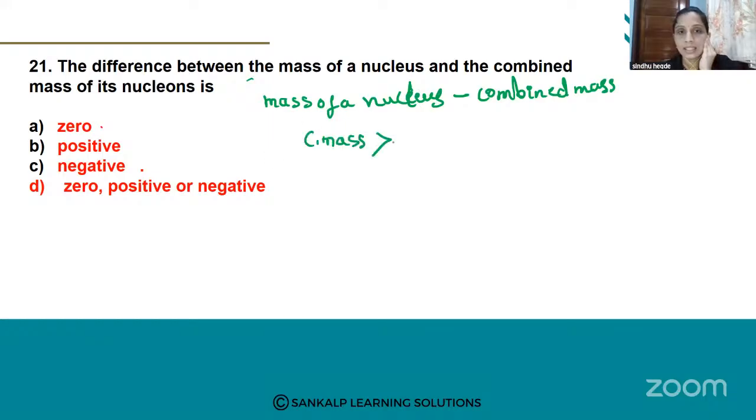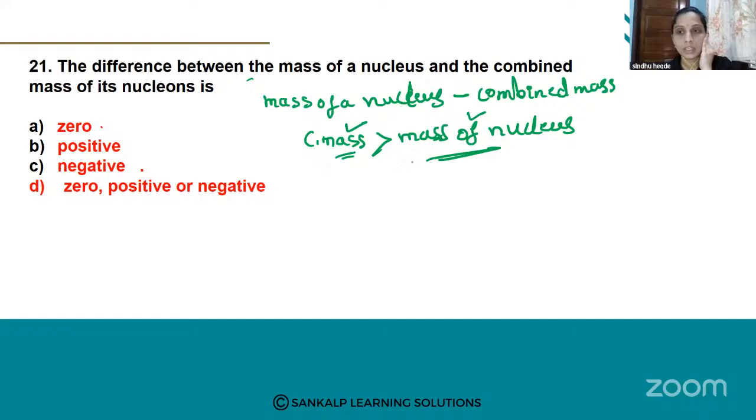They have asked mass of a nucleus minus combined mass. See, we know that always this combined mass is greater than the mass of the nucleus, right? What is the reason? Because here combined mass means it has the combined masses. Combined means protons, neutrons and all. Here it considers only the mass of the nucleus. So which one is greater? Combined mass is greater and mass of nucleus is smaller.